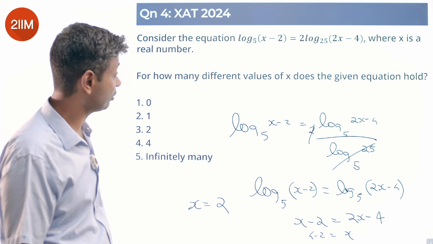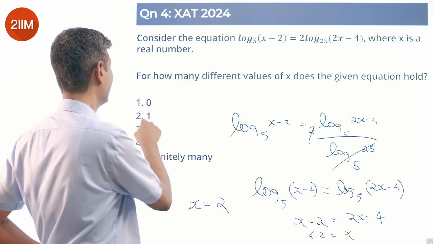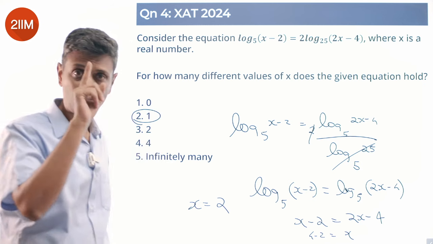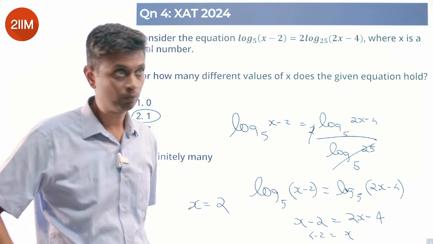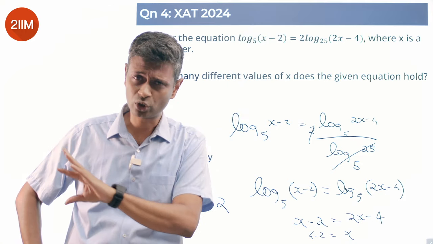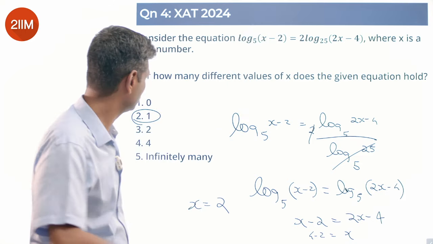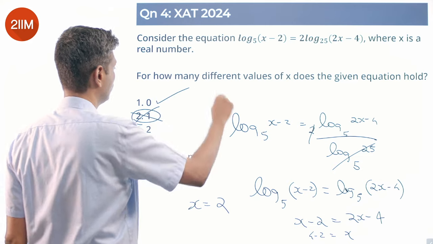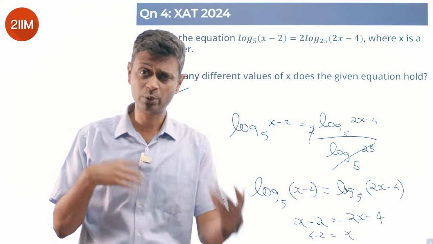How many different values of x does the given equation hold? It looks like it should be 1, but it is not. Why is it not? Because if I substitute x equal to 2, I get log 0 is equal to log 0. Log 0 is not defined. X cannot be 2. So it is not one value. It is 0 values.